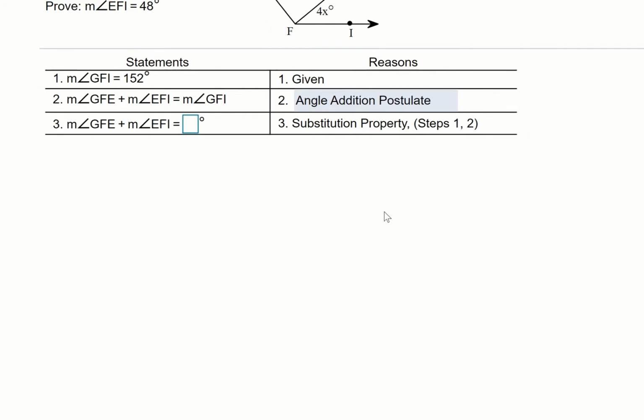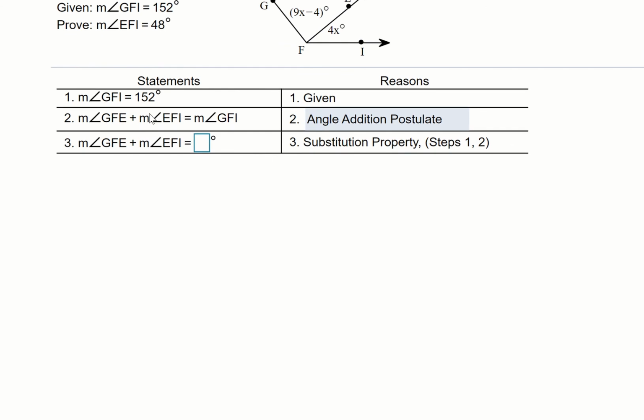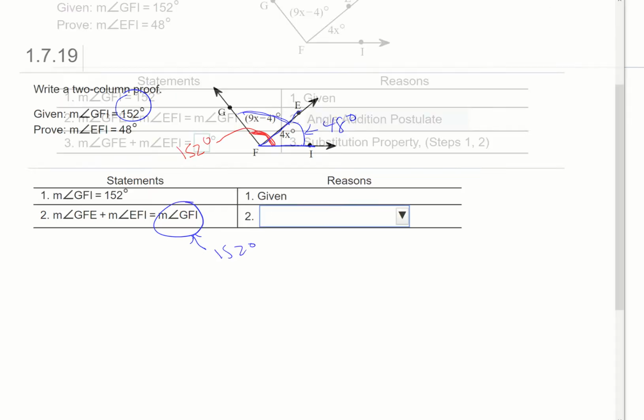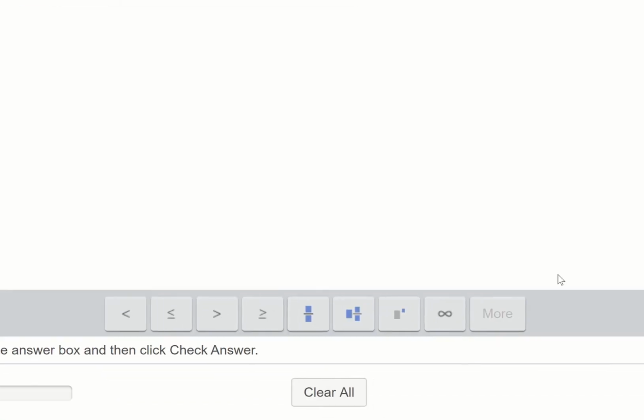All right, and then it says here GFE plus EFI is equal to what? So basically, using this angle addition postulate equation, we know GFI is 152, right? So we can replace GFI here with 152. And that is known as substitution. So we're actually using the substitution property right there. So let's change that to 152. Substitution right there. Okay.